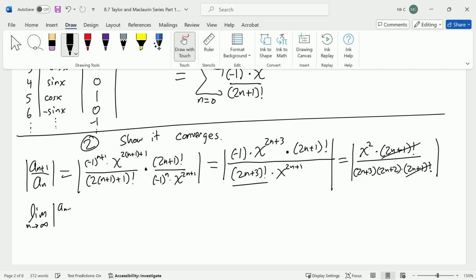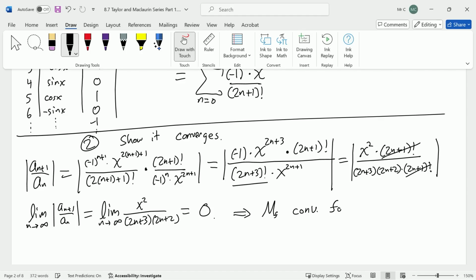So we take the limit of our ratio here. That becomes the limit of x squared over 2n plus 3 times 2n plus 2. And x squared is treated as a constant here, so obviously our denominator is going to infinity, so the whole thing is going to 0. So this implies that the series converges for all x.